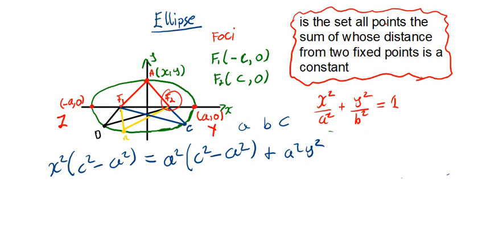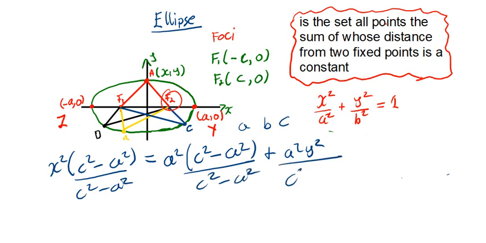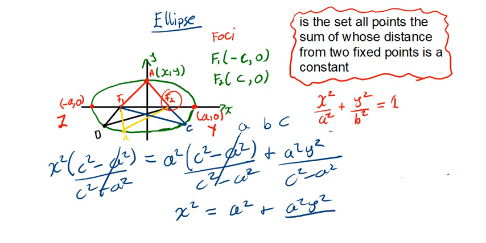Then you can divide both sides by this. That's going to be c squared minus a squared divided by c squared minus a squared. So this can go, and you can cancel out that one as well. So what you end up with is x squared equals a squared plus a squared y squared divided by c squared minus a squared.